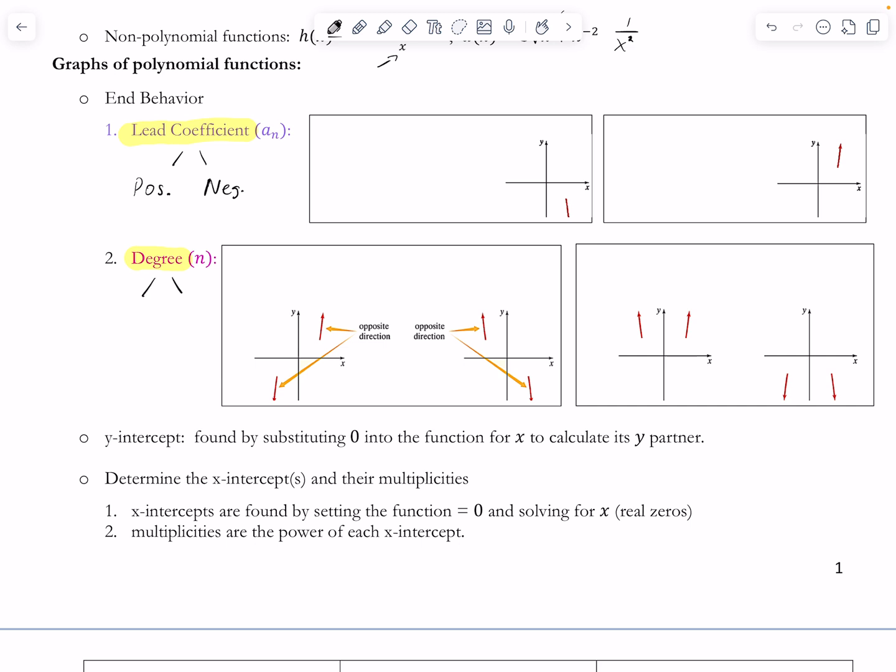And for degree, which is the highest exponent in our polynomial, or when you see it in factored form, you'll see all the different powers on your binomials. We can just add those all up. That'll give us the degree. But I want you to focus on even or odd. All right, and that's going to tell us what's going to happen at the beginning and the end of our function, so the end behavior.